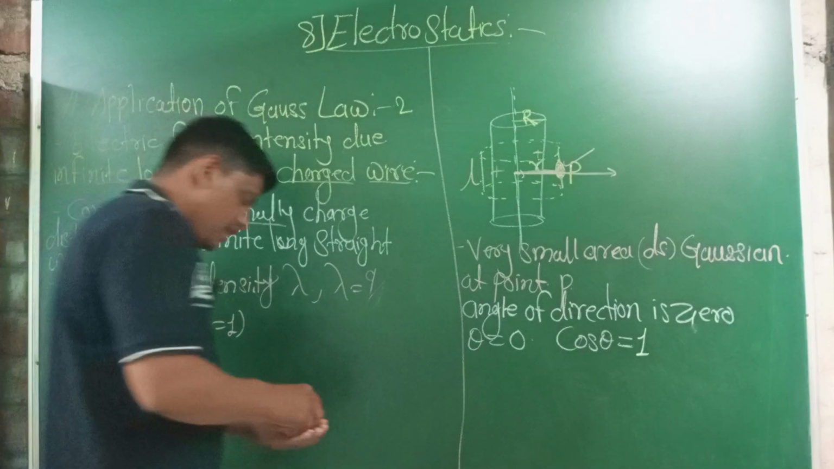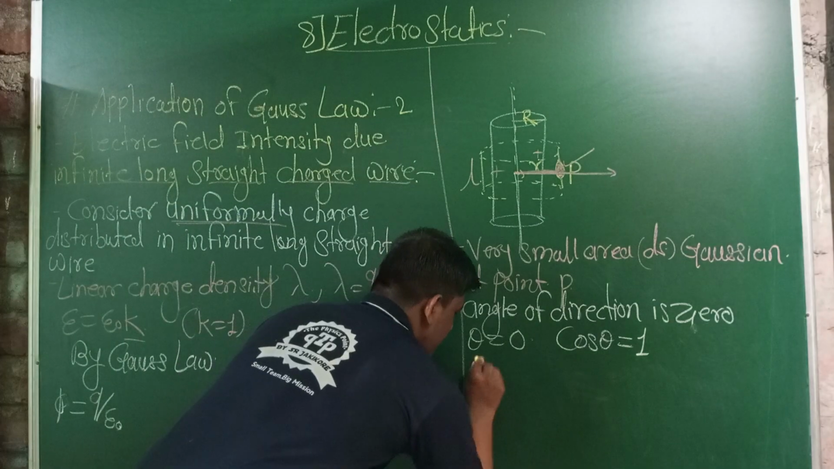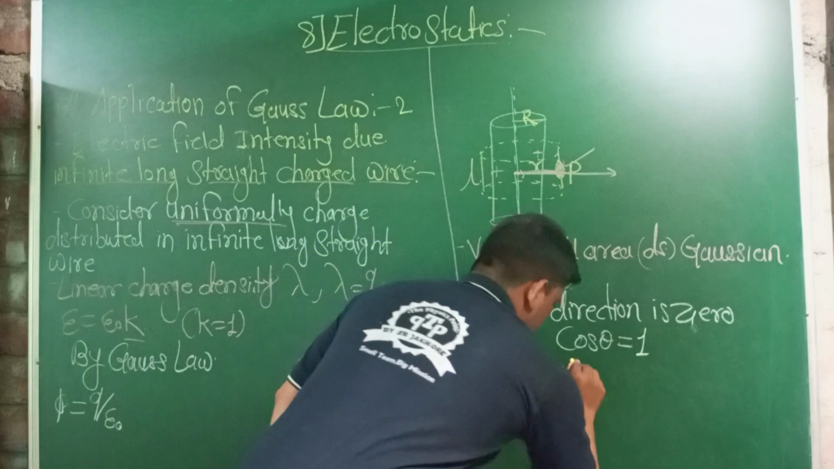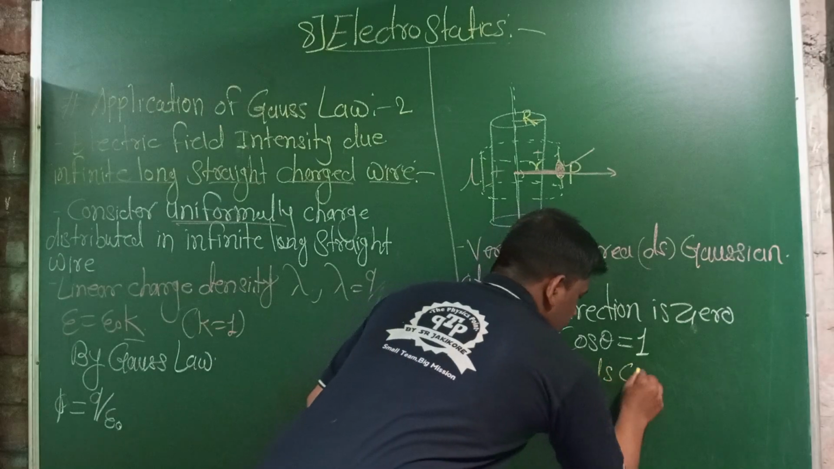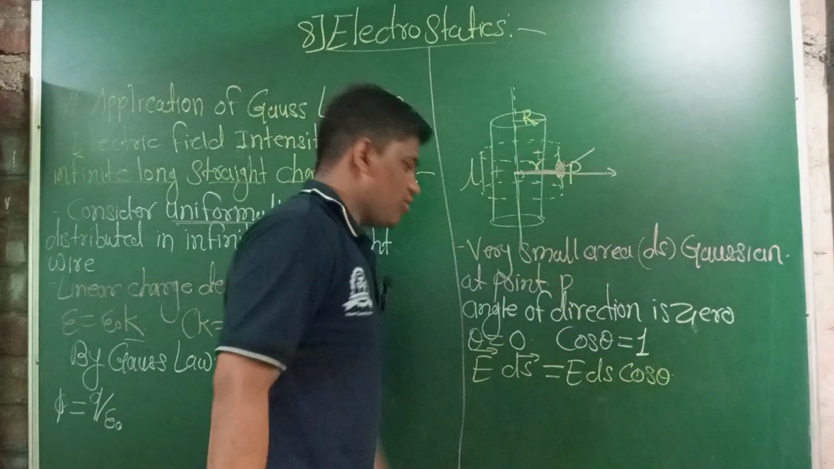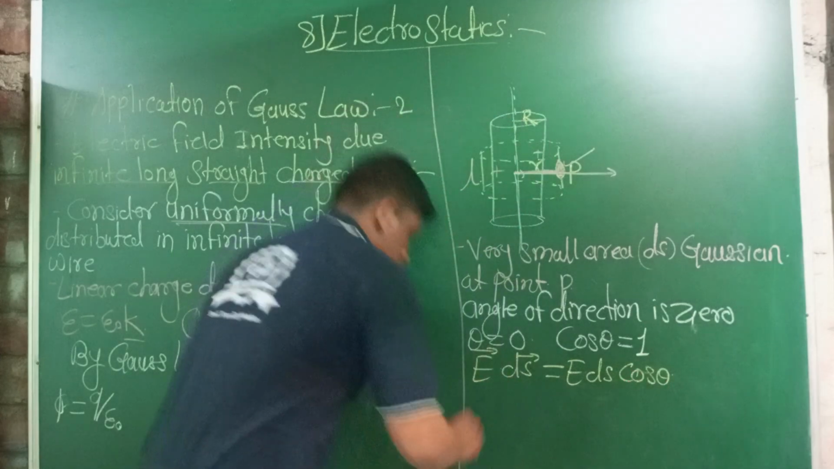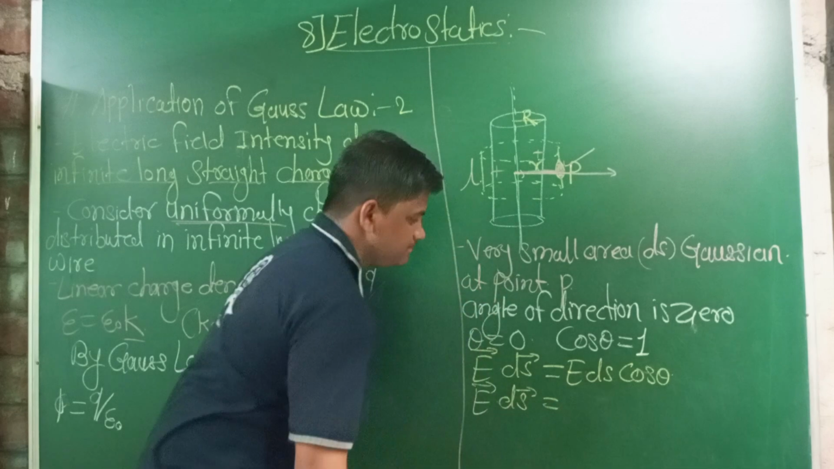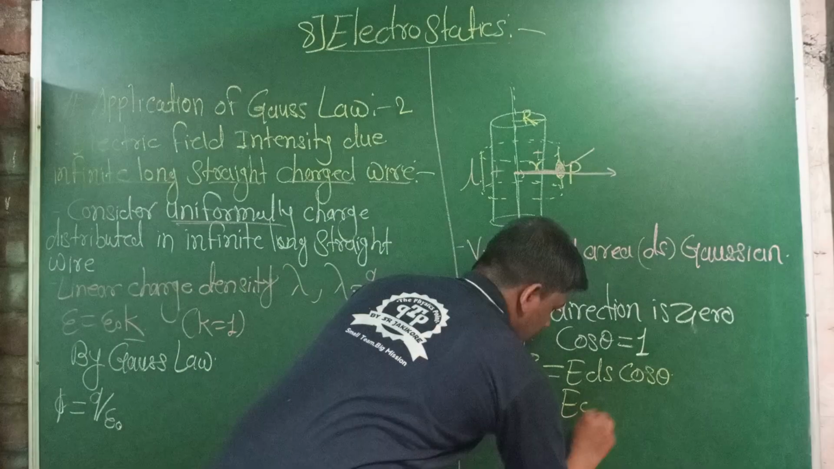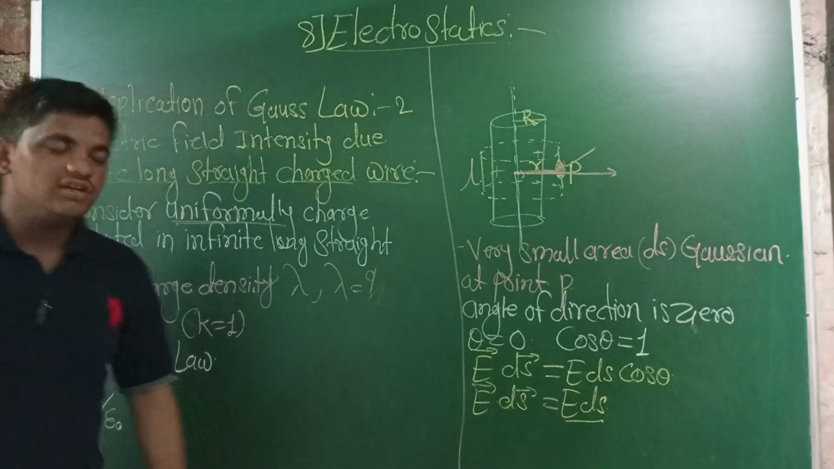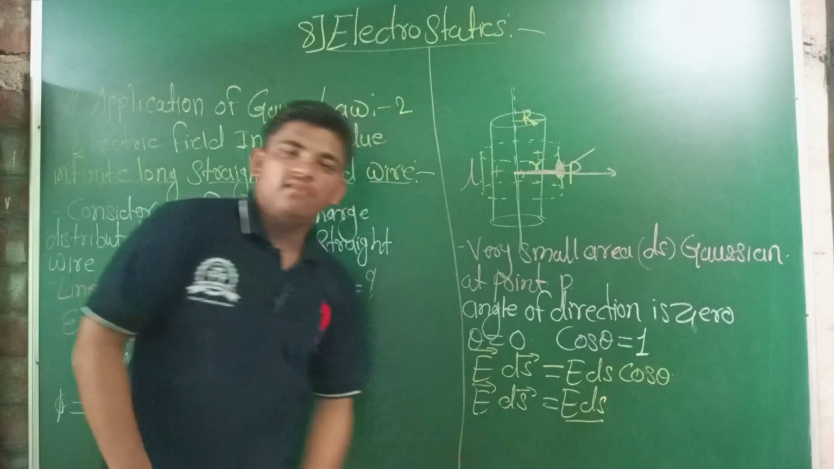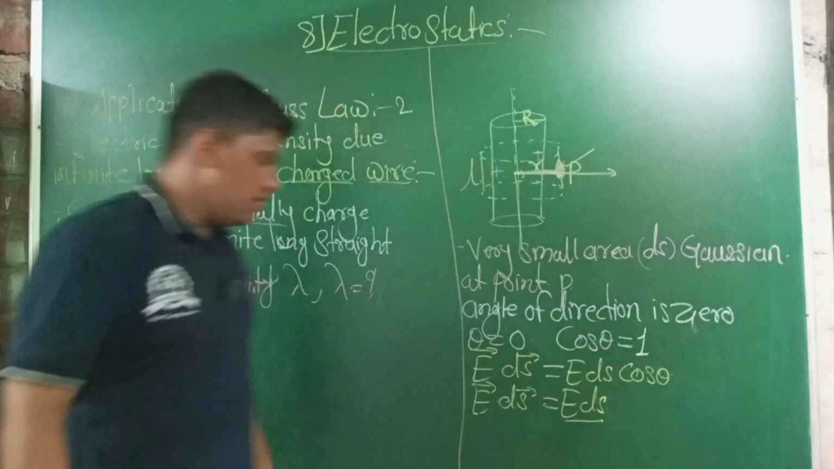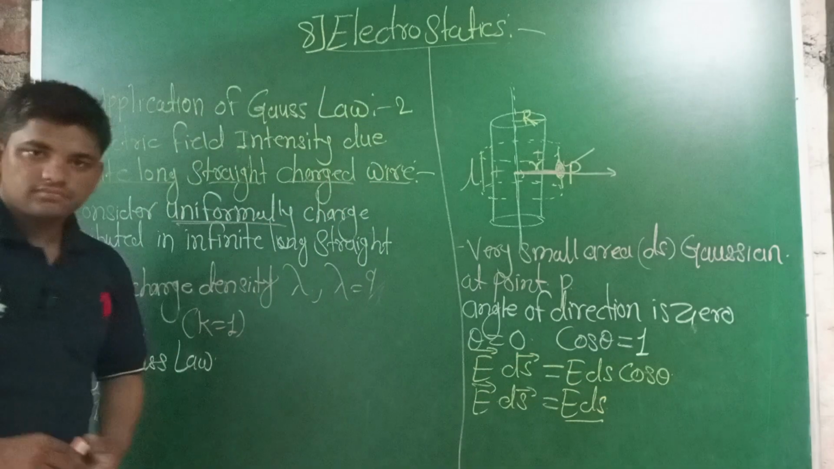We know that E bar dot ds bar is equal to E ds cos theta. Cos theta must be 1, then E bar dot ds bar is equal to E ds. E only has magnitude, while the bar quantity has magnitude as well as direction. This is a vector, and we show the arrow on the head of the letter.